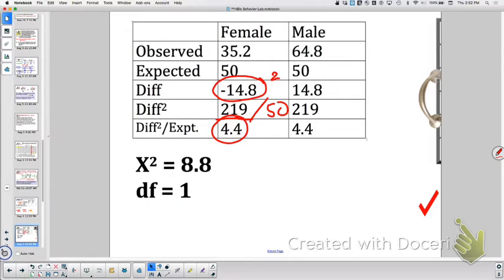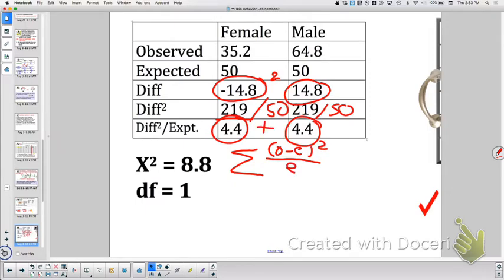Same thing. 64.8 minus 50. It's overrepresented by 14.8, right? Squared. It's still 219. Still over 50 because I'm very binary in this one. I'm saying if you're not male, you are female, and vice versa. So 219 divided by 50 is also 4.4. Remember, the equation is the sum of the observed minus expected squared over expected. So I need to sum those two up. What is the answer then? 8.8. Okay, that is my chi-squared value.